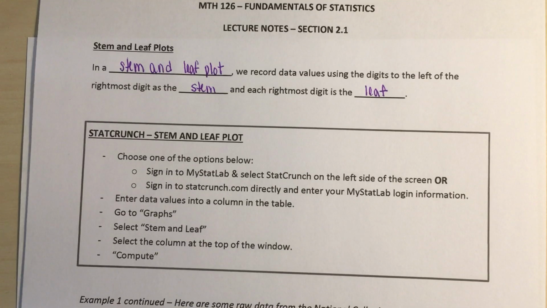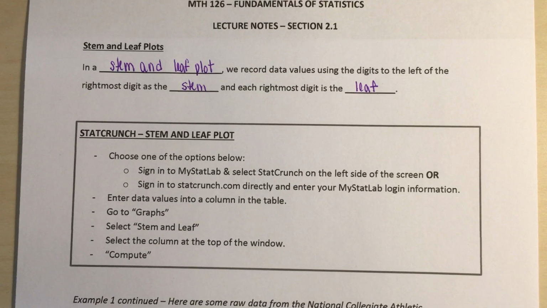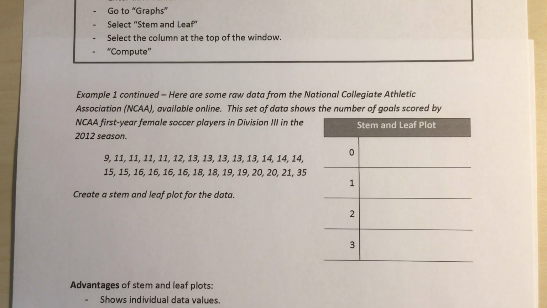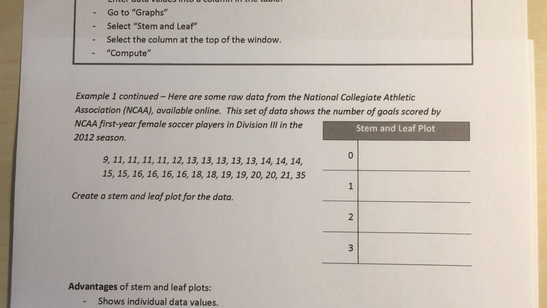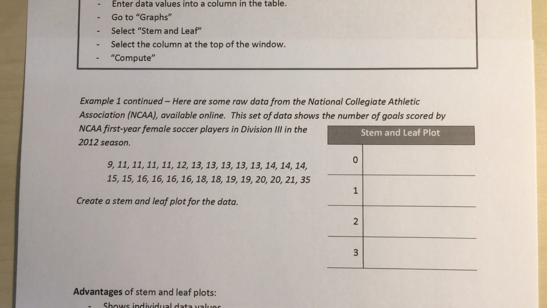Again, underneath here we have our StatCrunch instructions. You can look for more detailed explanation online as well. We're going to keep going with this same example that we've been working with so far in this section, where we're looking at our values for the number of goals scored by our soccer players.